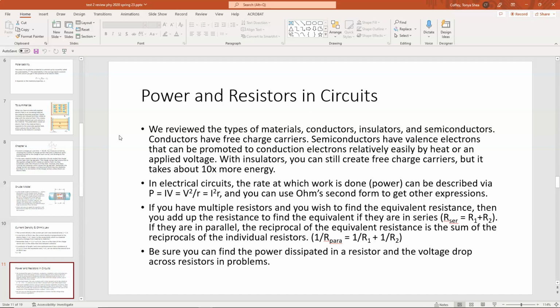Be sure that you can, given a circuit with a battery and a bunch of resistors in it, find the equivalent resistance for the circuit, and also be sure that you can find the power dissipated in a resistor and the voltage drop across resistors in individual problems.